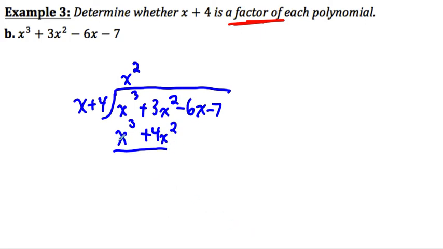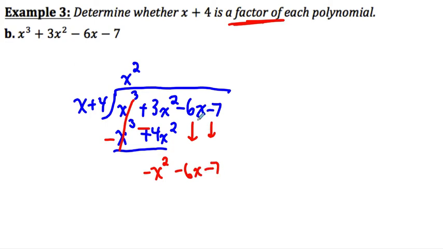So this is a negative x cubed and then a minus 4x squared. Again, these have to cancel, so x cubed minus x cubed is 0. 3x squared minus 4x squared is a negative x squared. And then I'm just going to bring down everything that's left up here, just because I don't want to forget anything in the rest of the problem. So negative 6x minus 7.